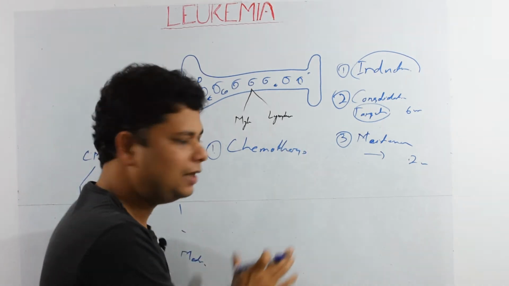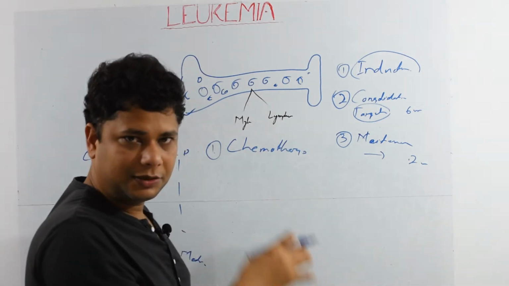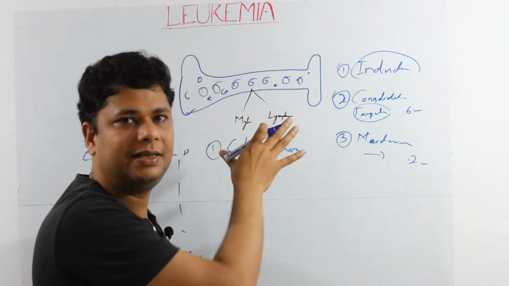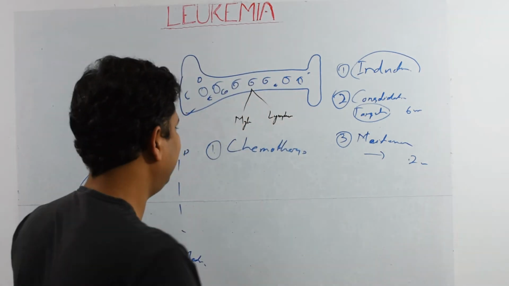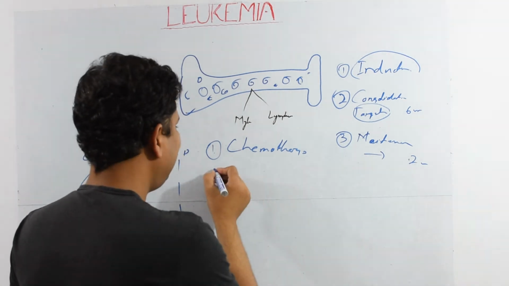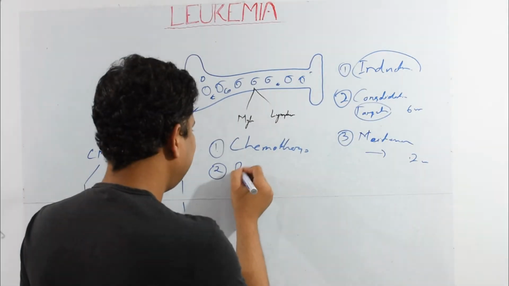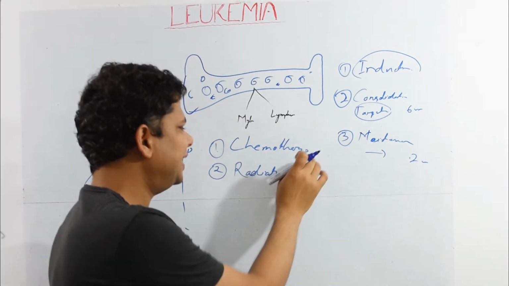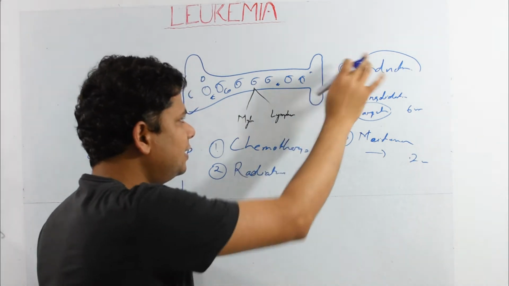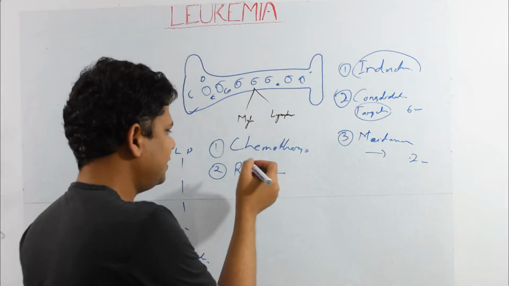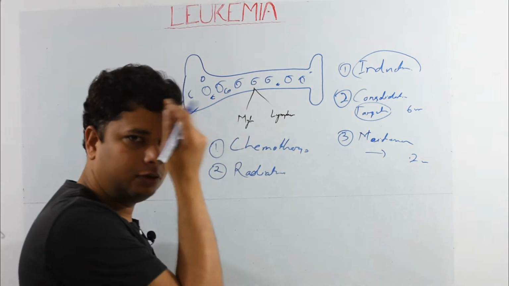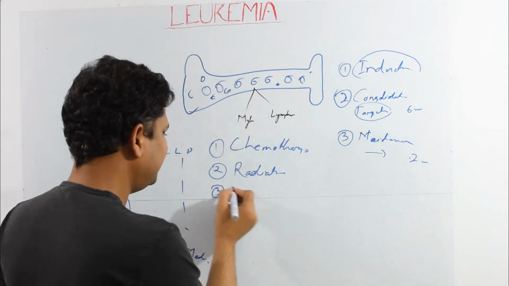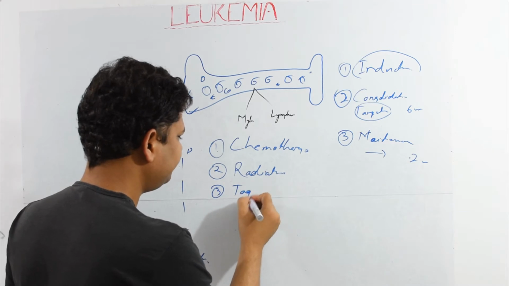In chemotherapy, it is tried to reduce as many blast cells as possible from our body. The second one is radiation therapy. Similar to chemotherapy, this is also done at the induction stage. So radiation is also done to reduce the maximum number of blast cells. And the third one is targeted therapy.